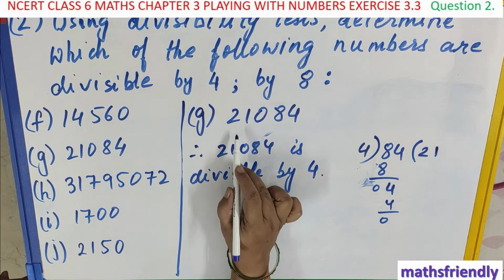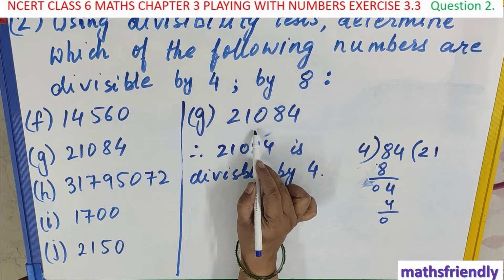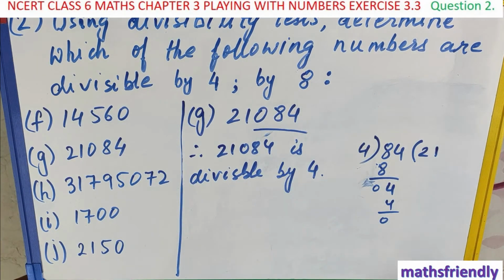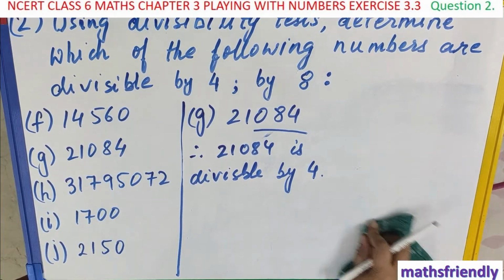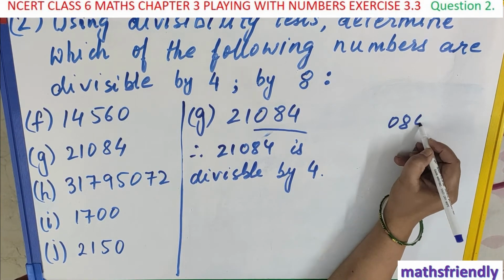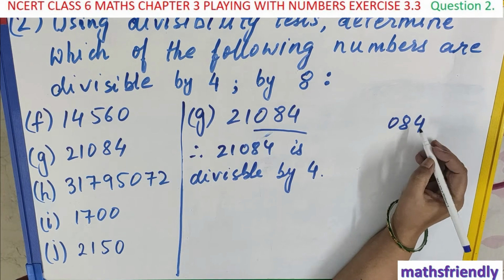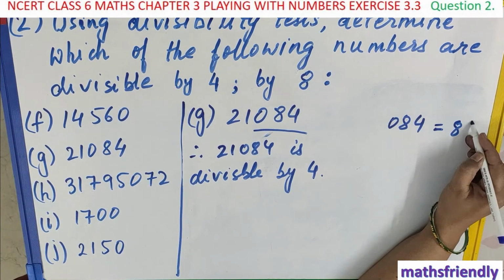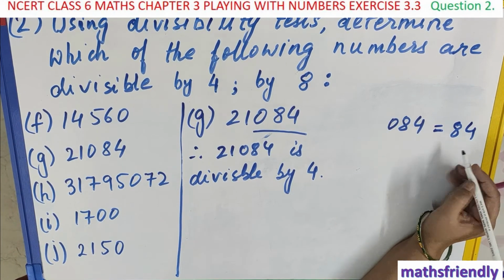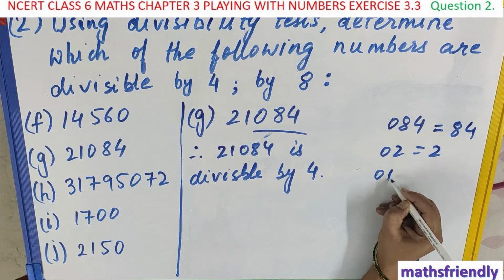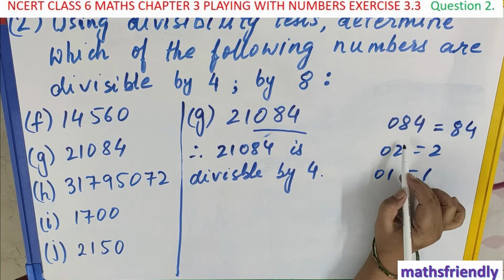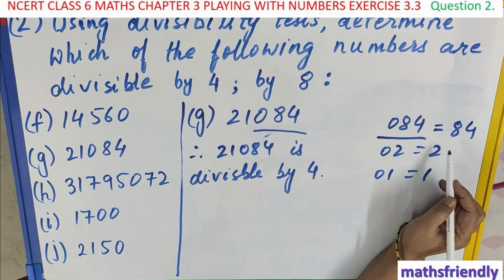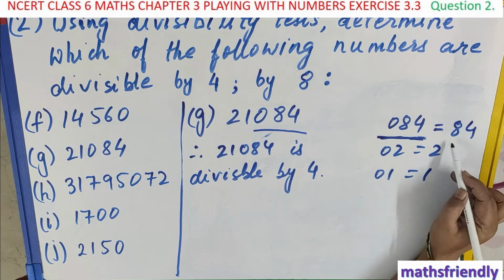Now let us check whether this number is divisible by 8 or not. For that we have to check the number formed by the last three digits. The last three digits are 084. If 0 is written before a number, the value is only 84. 084 means 84, 02 means 2, 01 means 1. So the number formed by the last three digits, 084, is 84.